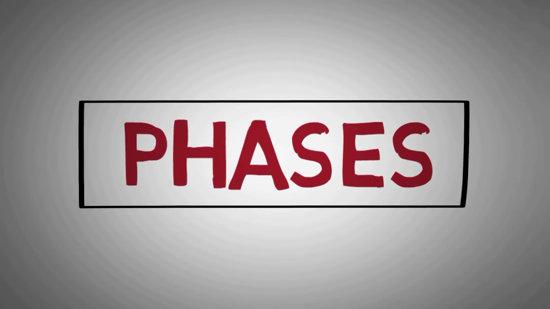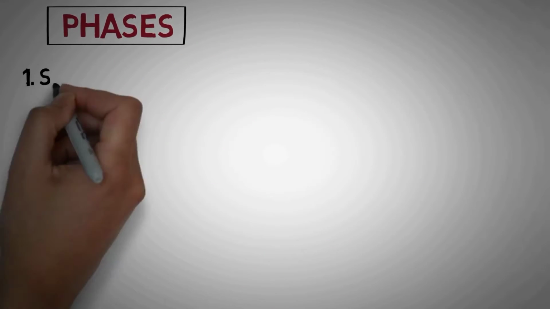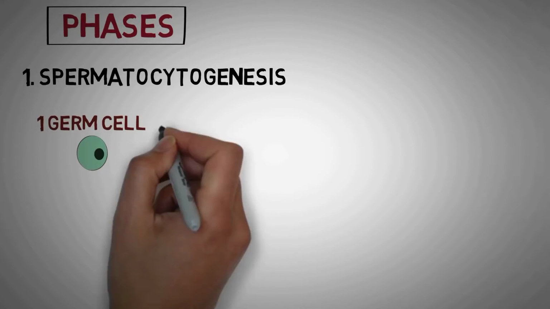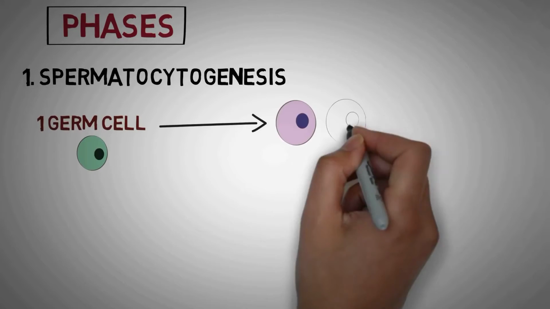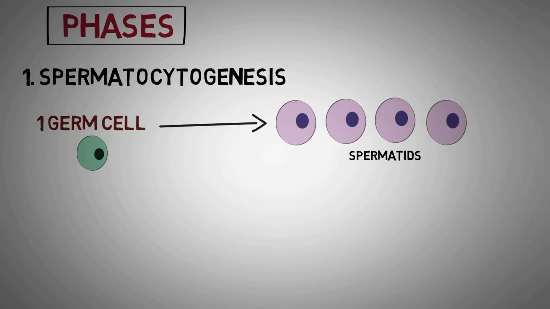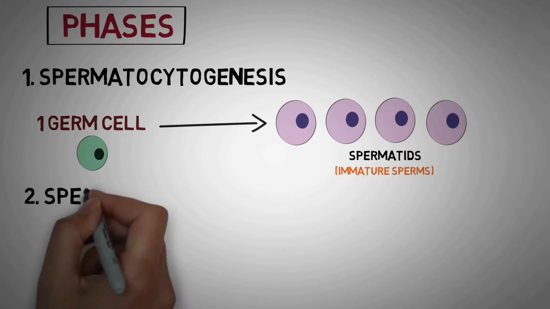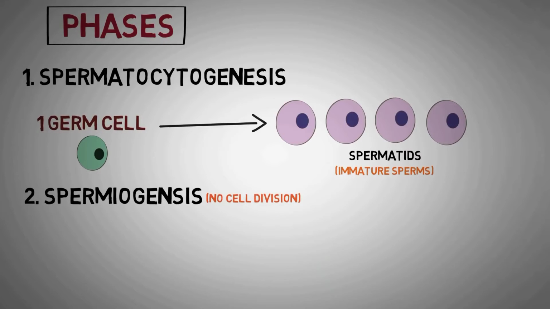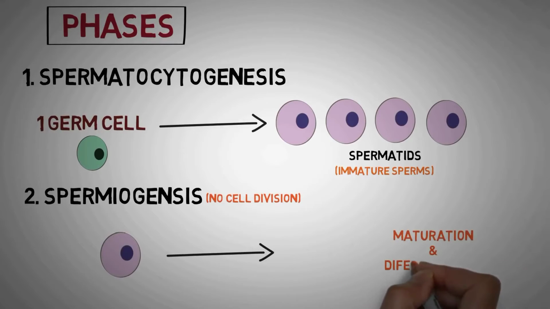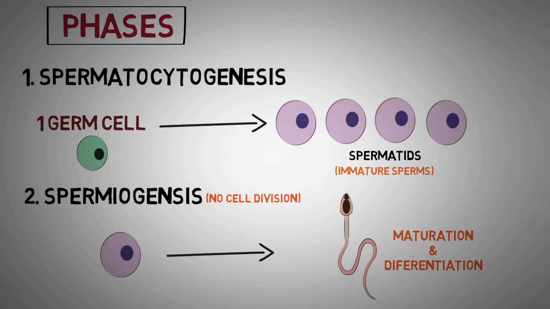The process of spermatogenesis is divided into two phases. The first is the spermatocytogenesis, in which one germ cell divides into four precursor gametes known as spermatids. These spermatids are immature sperms. The second phase is the spermiogenesis, in which no further cell division occurs, but the immature sperms go through the process of maturation and differentiation to form mature sperms.